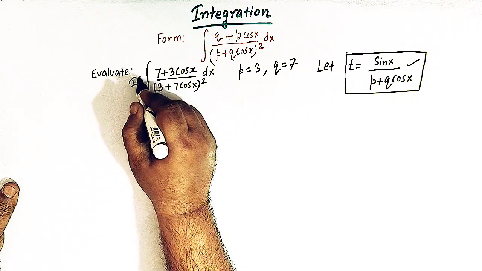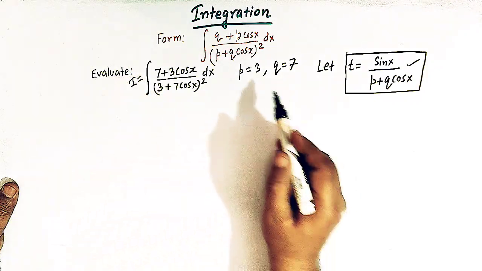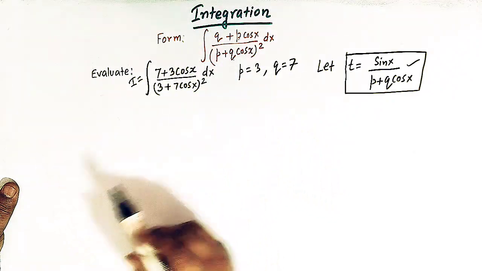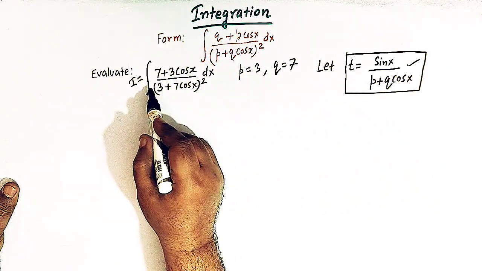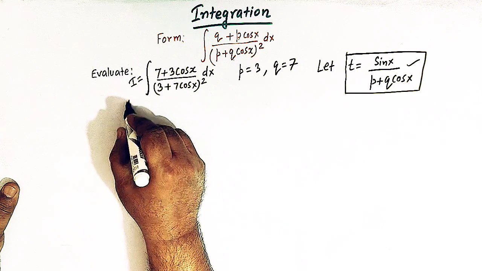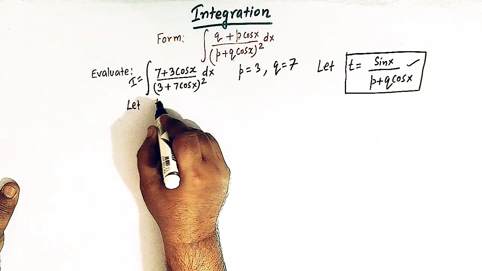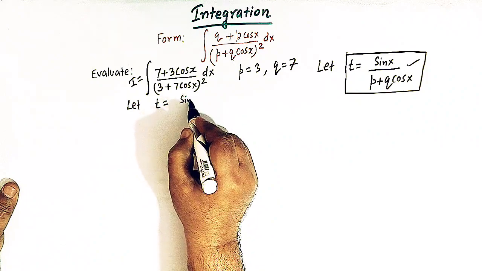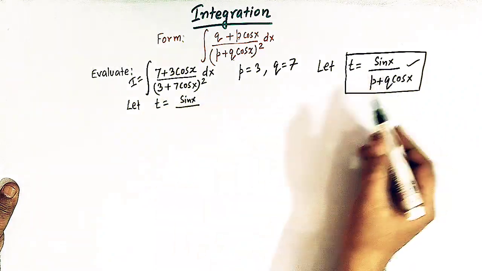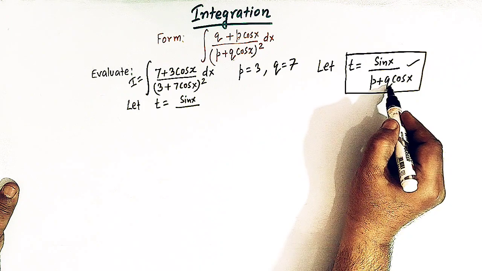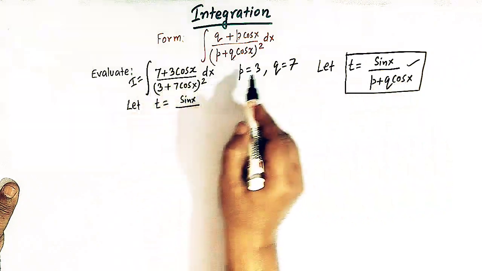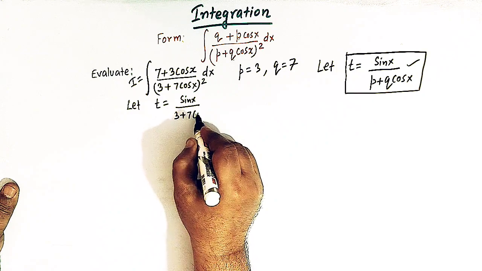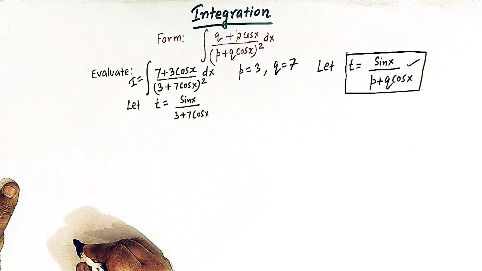So here let us call this integral as I, and here we have p is equal to 3 and q is equal to 7. So our substitution in this case will take the form, that is t is equal to sine x, and in the denominator we have p plus q cos x, and here p is 3, so we have 3 plus 7 cos x, right?